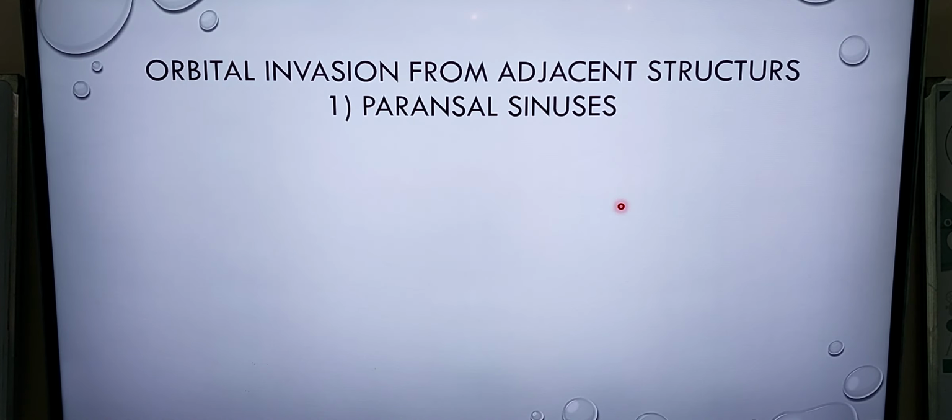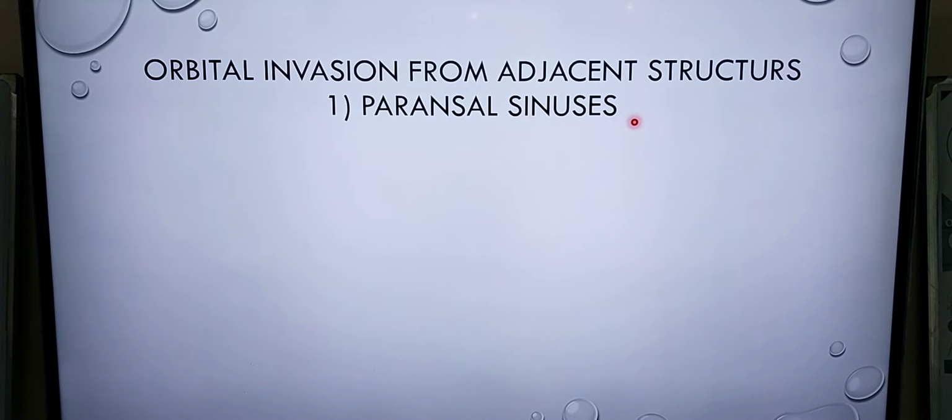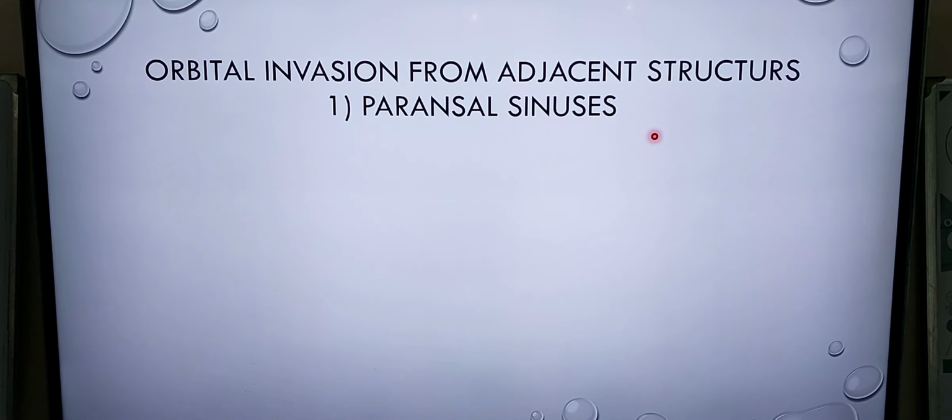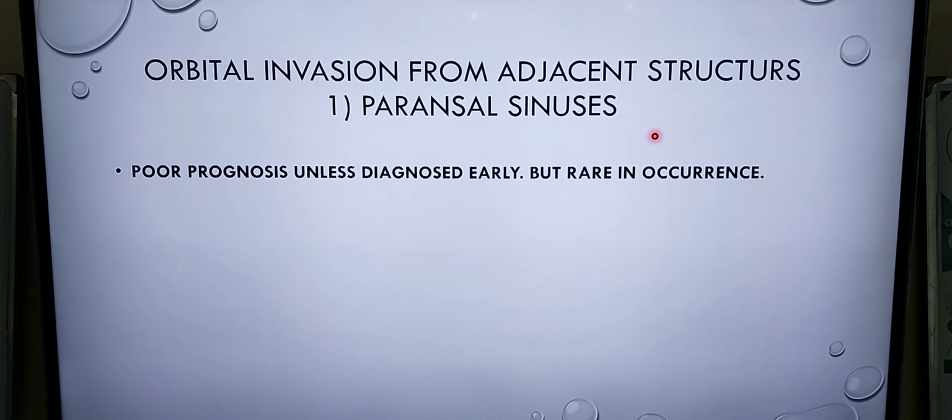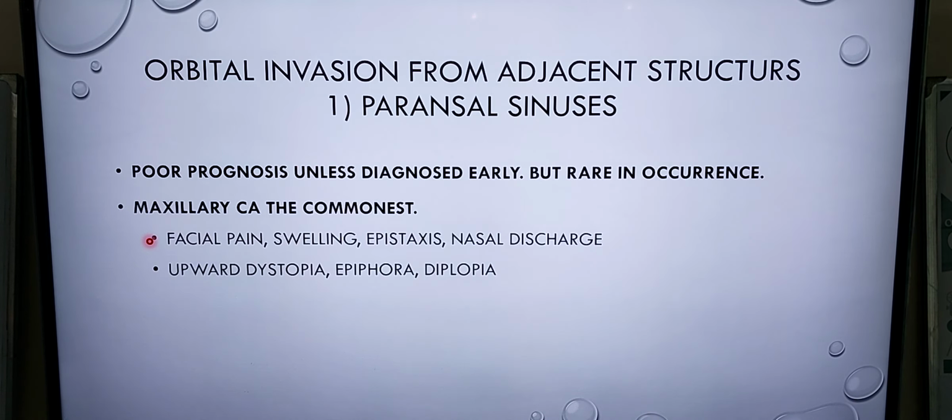Tumors may invade the orbit from adjacent ocular and periocular areas, like number 1, paranasal sinuses. These are usually diagnosed quite late, so obviously the prognosis is poor, but they are rare in occurrence. Maxillary carcinoma is the most common tumor to involve the orbit. It shows facial pain, swelling, epistaxis, and nasal discharge.